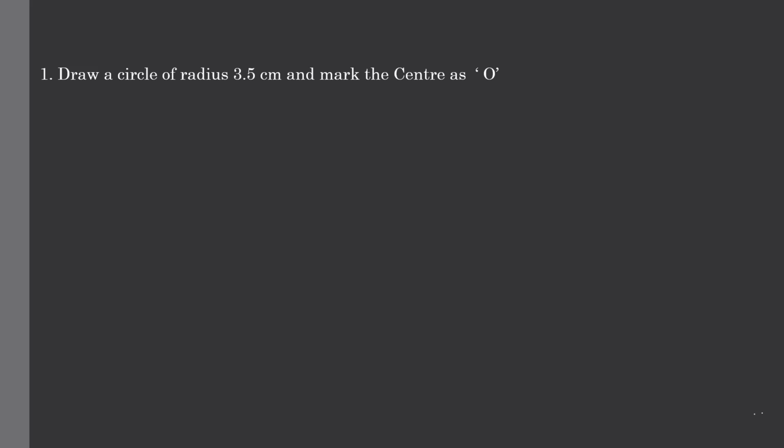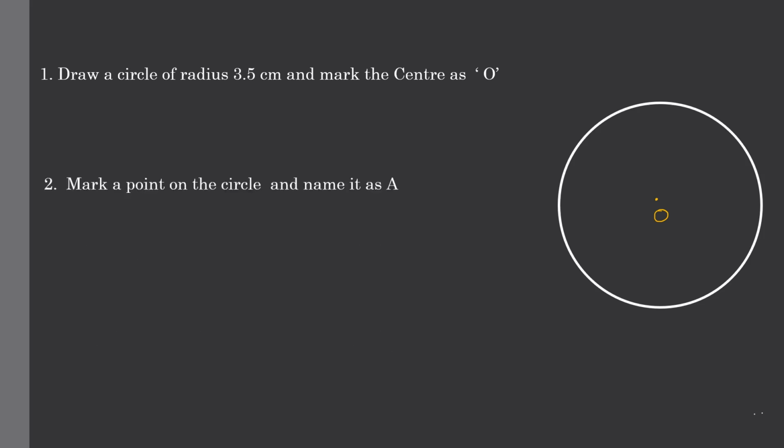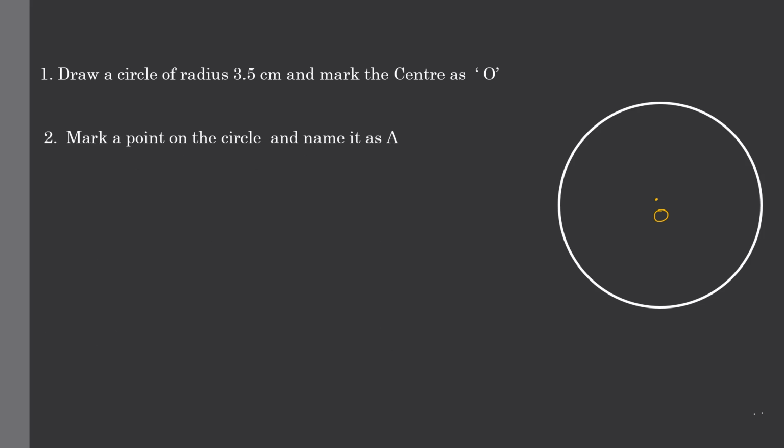Take 3.5 centimeter radius in your compass and then draw a circle like this, and automatically you will get a center. Mark it and name it as O. Next, mark a point on the circle and name it as A. You can mark any point and call that as A. I am taking a point here and let it be A.